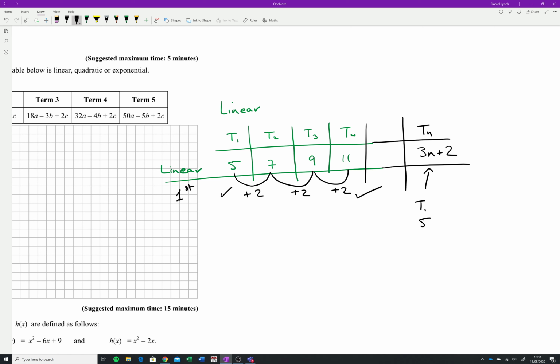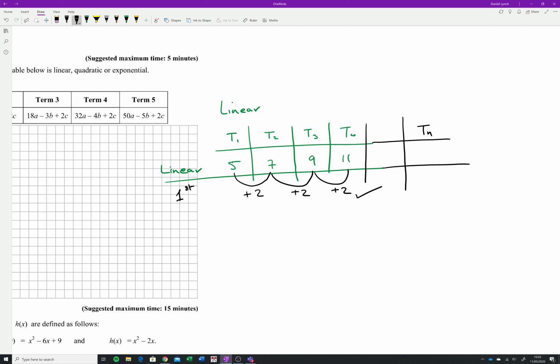So, oh yeah, this must be the right thing, except it's not. For T2, you should get the second term by placing 2 in for n. And here we get 3 times 2 plus 2, so you would end up with 8. So actually, we were meant to have 7, so that is the wrong general term. So the question is, what is the right general term?